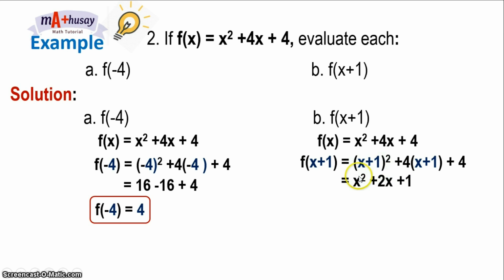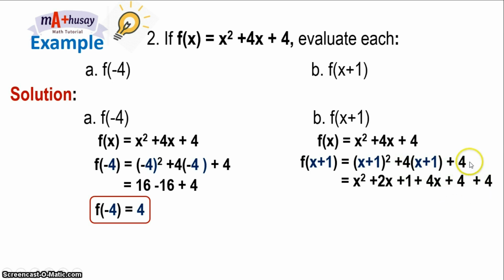So, again, we continue. 4 times the quantity of x plus 1. So, i-distribute lang natin si 4. 4 times x is 4x. 4 times 1 is positive 4. So, plus the positive 4 na meron tayo dito.